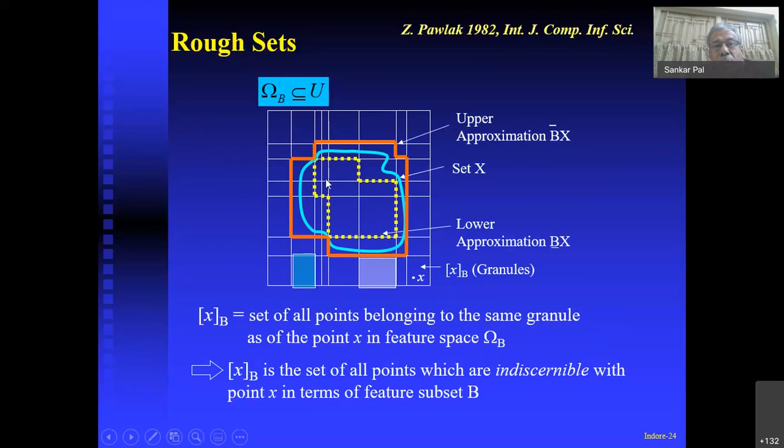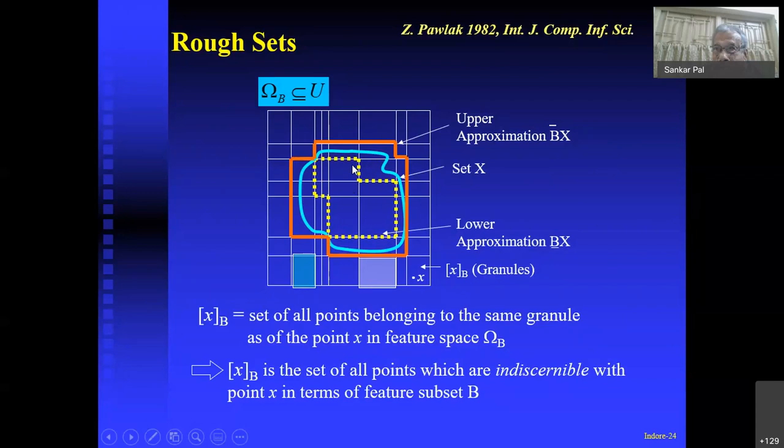So this is called the lower approximation, meaning they definitely belong to this cluster set. And upper means definitely as well as possibly belong. And this possibly belong creates uncertainty, because in real life problems, life is not so easy. Now, keep in mind, lower means definitely belonging, upper means definitely plus possibility.